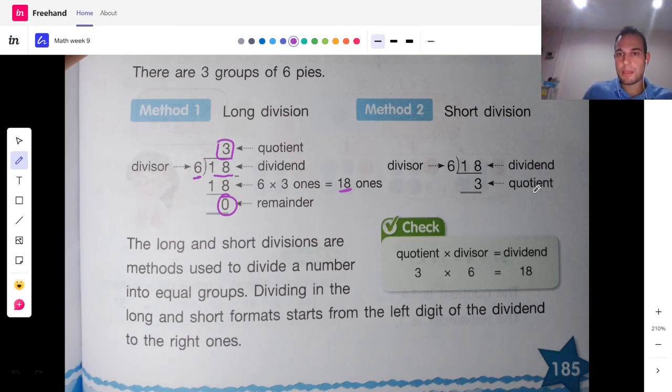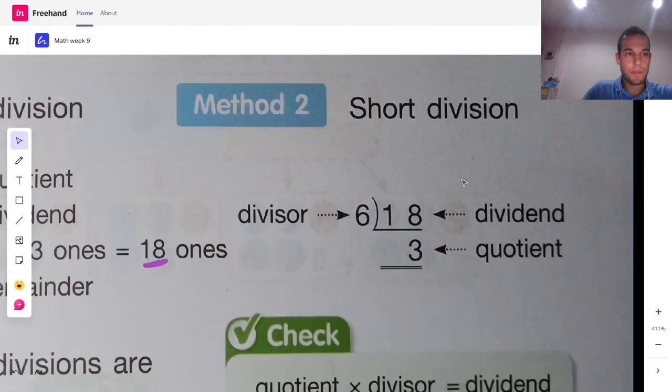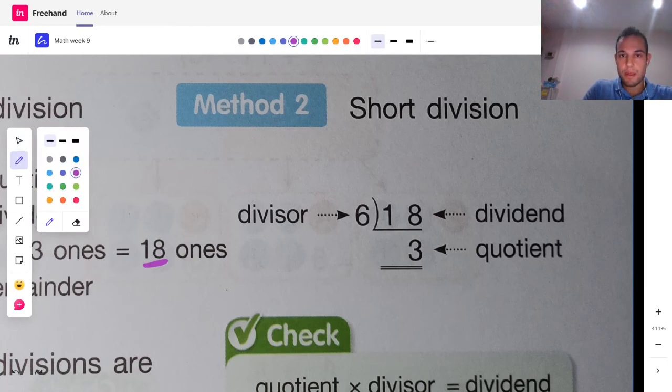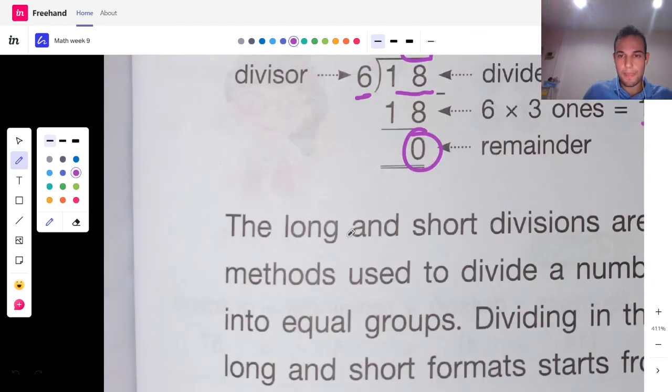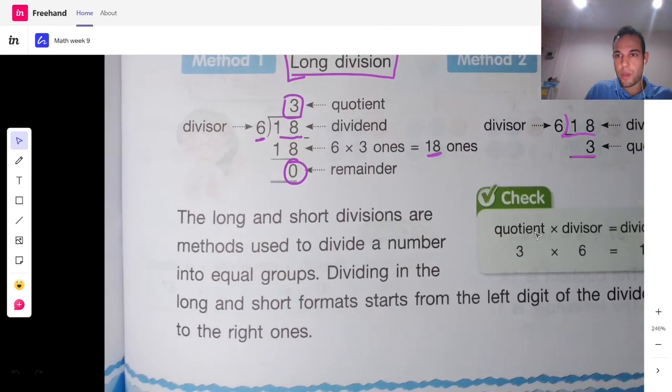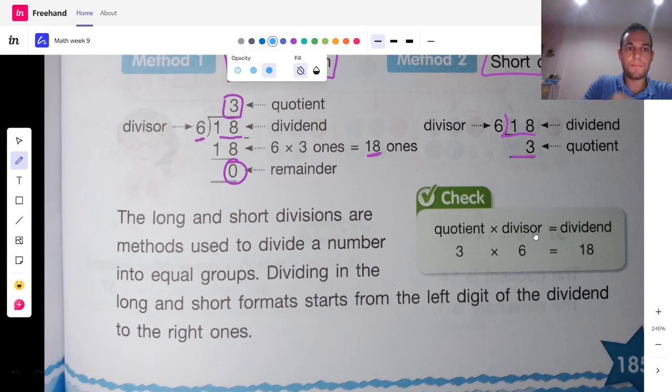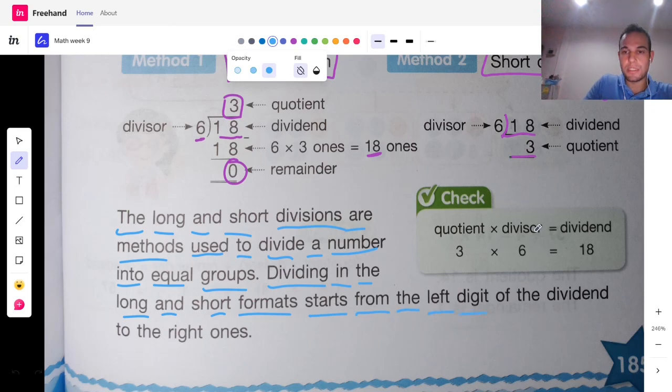All right. And next we have the short division. For short division, we have 6 divided by 18 equals 3. So if we have an easy question, short division is really good. If we have a hard question, we need to use long division. So let's quickly read through this. Maybe we'll learn something new. The long and short divisions are methods used to divide a number into equal groups. Dividing in the long and short formats starts from the left digit of the dividend to the right ones. Okay. All right.